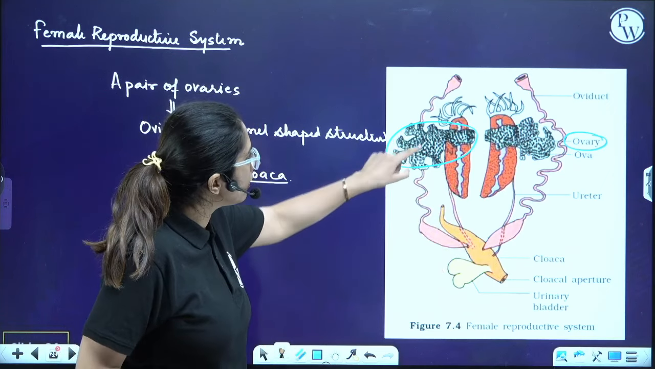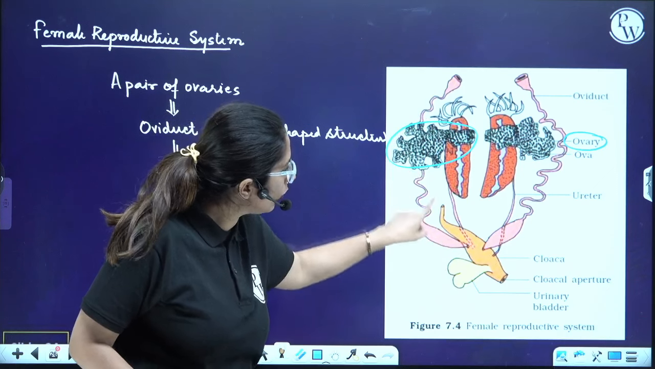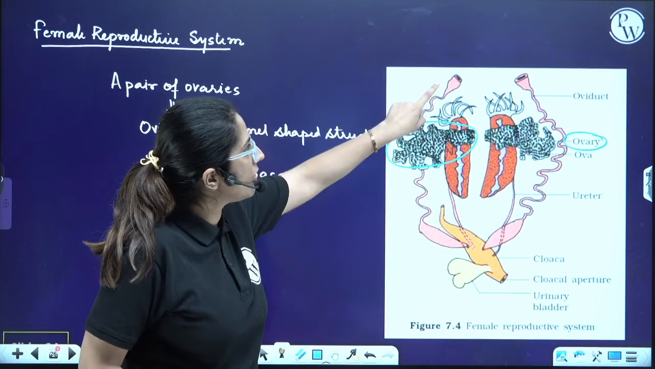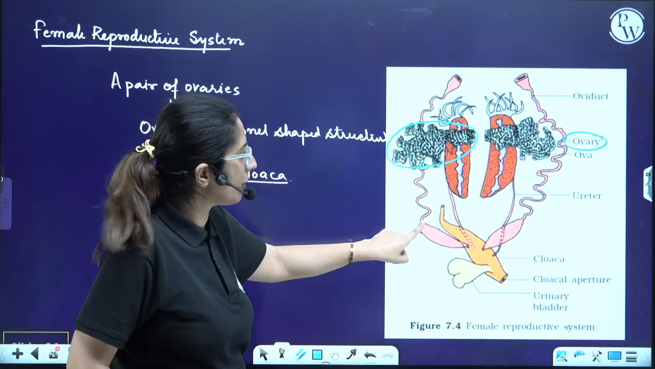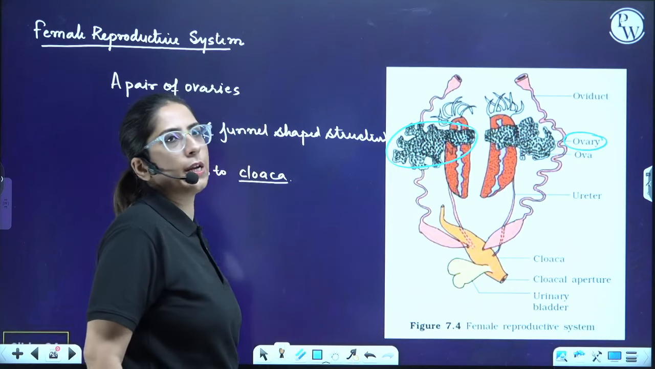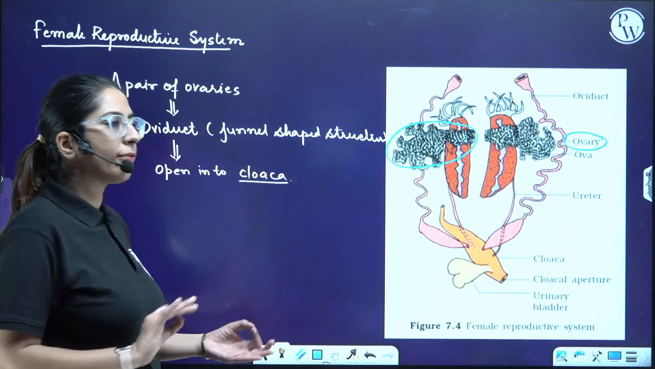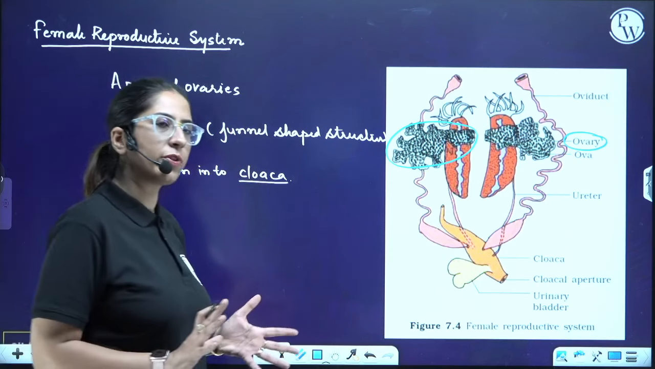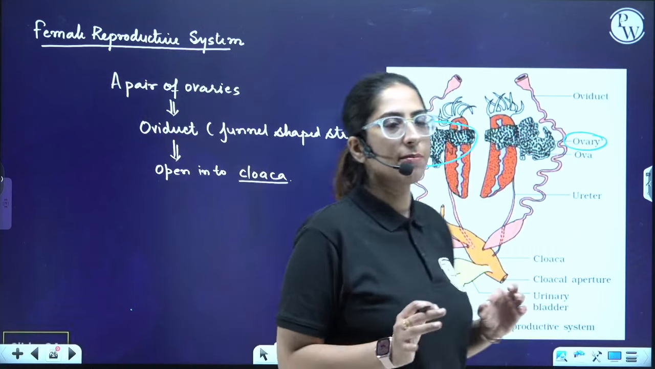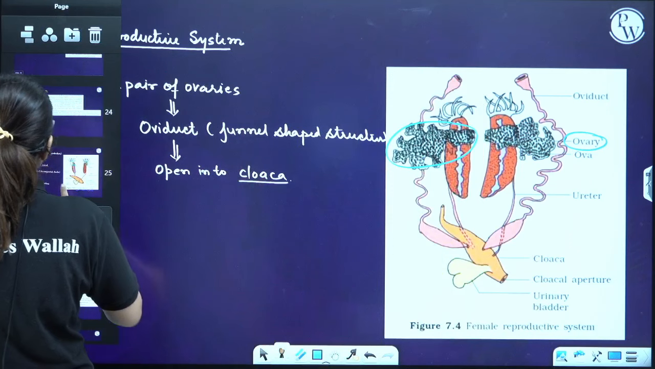Here the egg will be created. From here the egg will travel into the oviduct, which is a funnel-shaped structure. The eggs will enter into the cloaca, and from the cloacal aperture it will be laid. Done? Clear? So in case of the female, the ureter is not the urinogenital duct, whereas in case of the male, the ureter is the urinogenital duct. Okay.